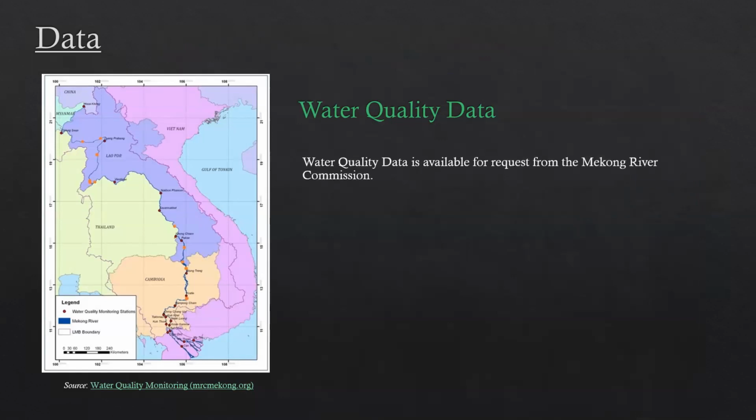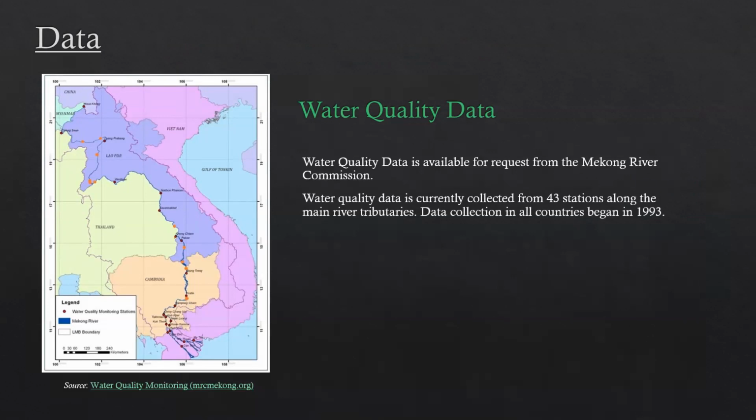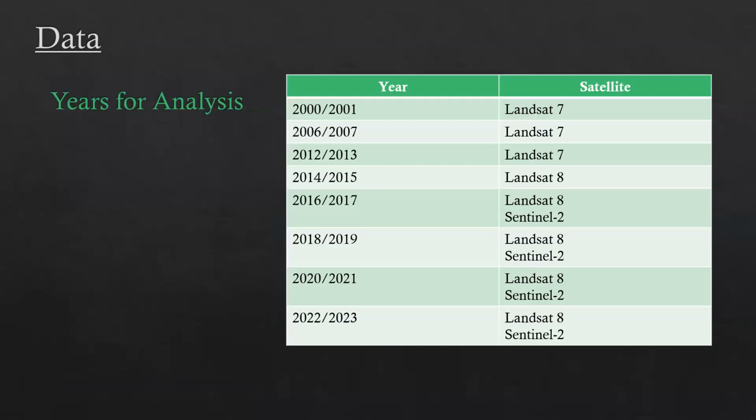For water quality data, as a comparison point, I'll be using water quality data collected by the Mekong River Commission. They have 43 stations along the main river tributaries, and they've been collecting data from all of the member countries since 1993. They have, I believe, 48 different water quality metrics, and the data is free per request. So I have a lot of requests to get through because I want to look essentially over a 20-year span.